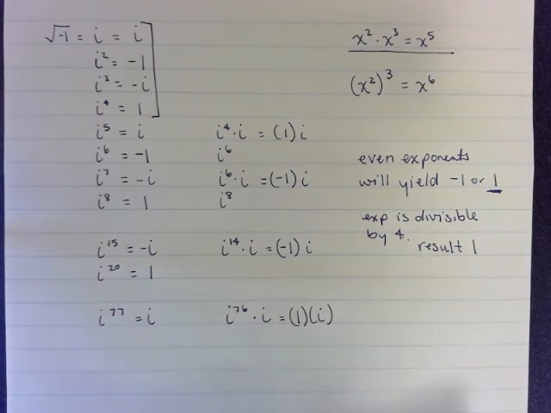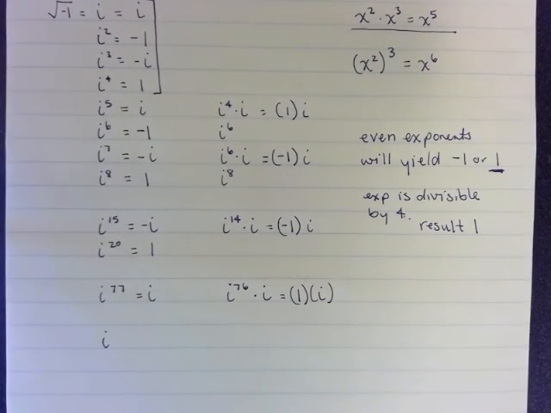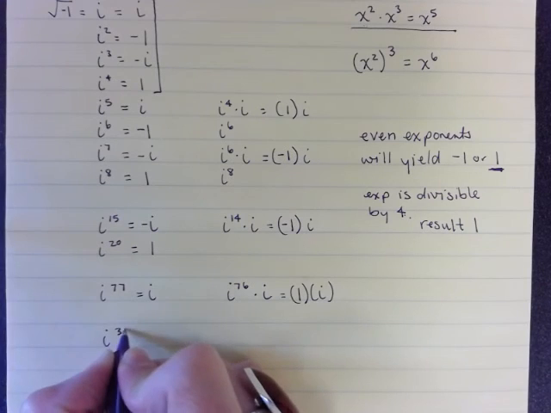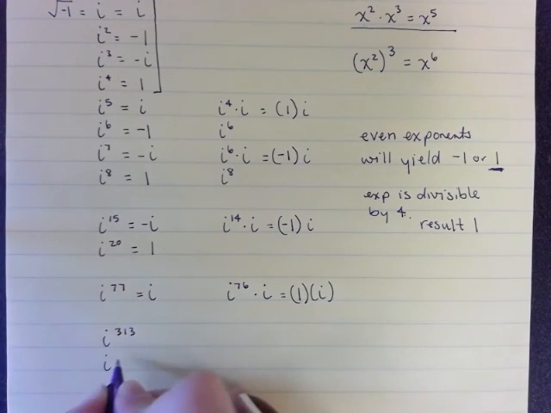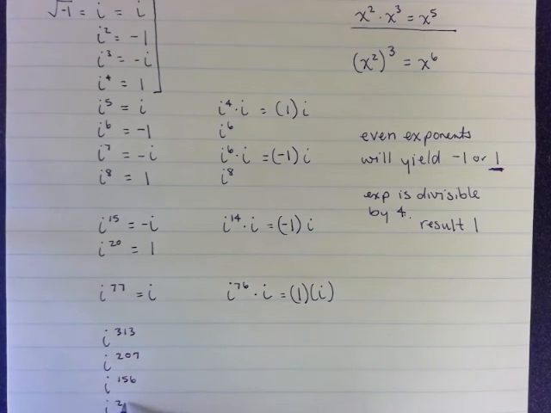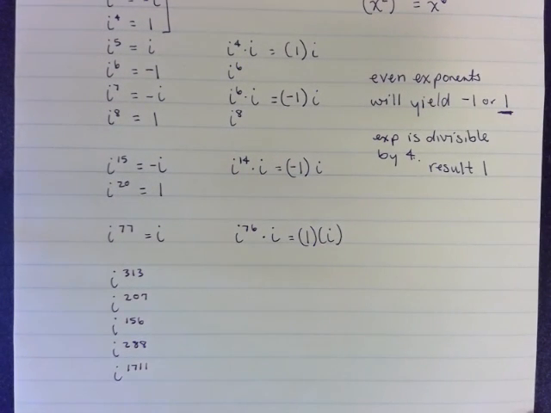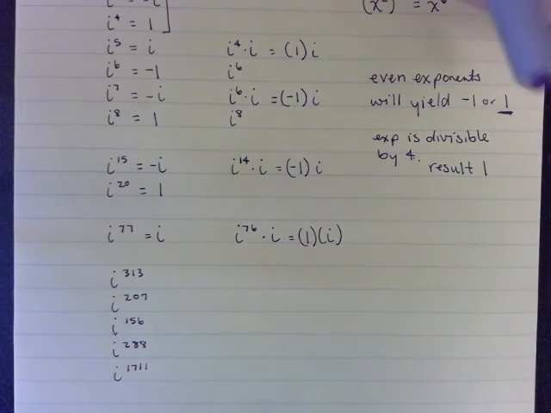Now I want you to try a few more of these. Just for fun. These are very silly numbers and you're never going to use them, but this is just a great opportunity to practice the skill. i to the 313, i to the 207, i to the 156, i to the 288, and last, i to something really ridiculous and silly, 1,711. You try those, and then come back, and this will be the second video, the answers to this.